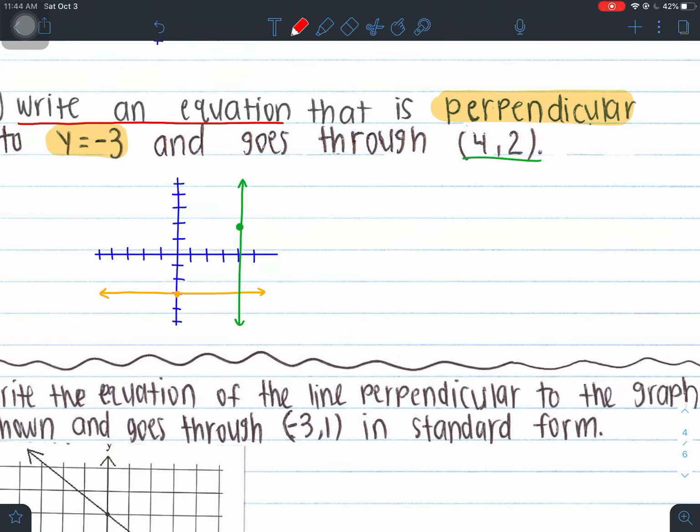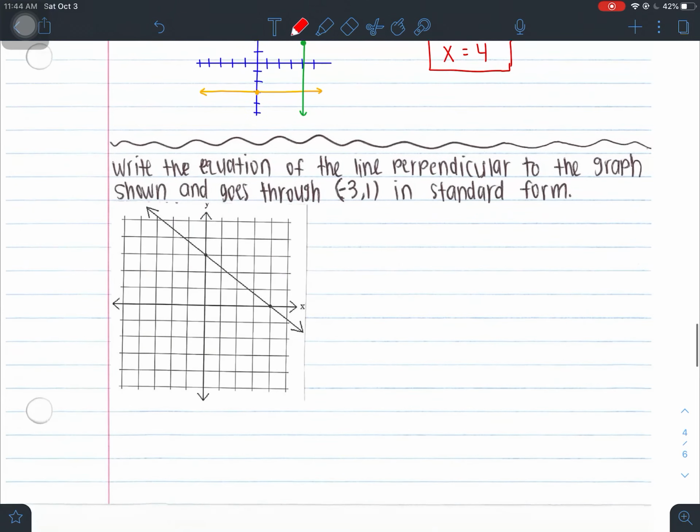So writing the equation, you're going to look at the axis that it crosses. My green line, the new one that we created, crosses the x-axis, so it's going to be x equals, and it crosses the x-axis at positive 4. So the equation for this line is going to be x equals 4.